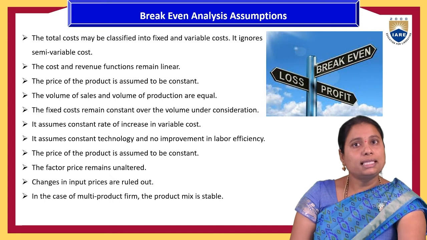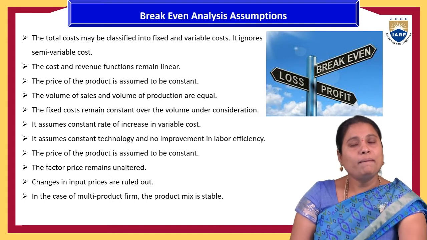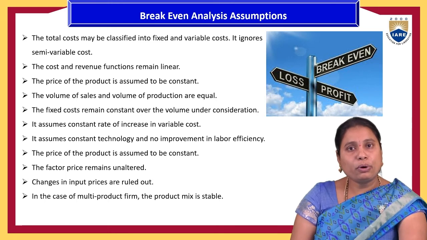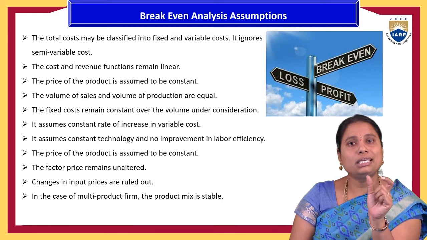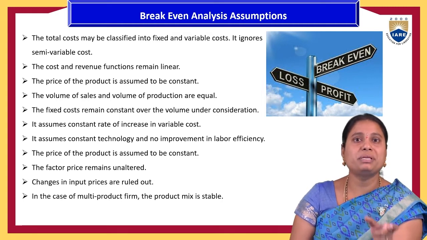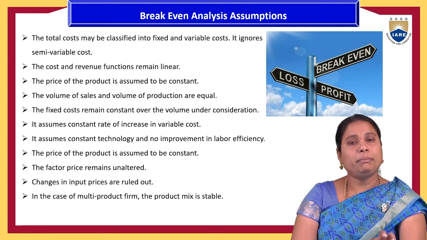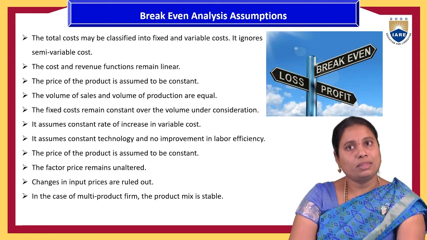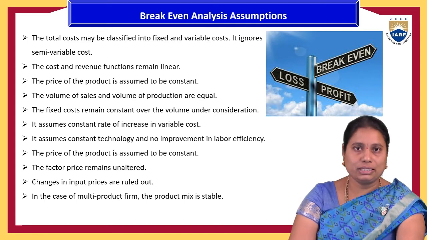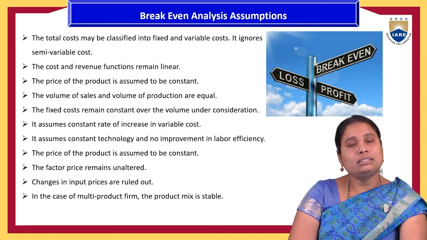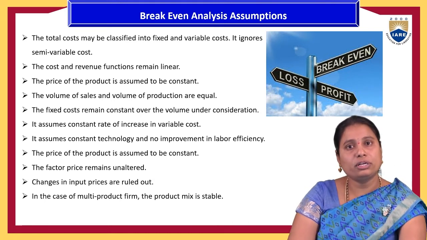As well as, the cost and revenue functions remain linear, which means the expenditure incurred on the product and the revenue earned on the product should be for a single production at a single stage or time period in the particular market. And the price of the product is assumed to be constant, because they have fixed a certain level of price and the number of products they have to sell for the break-even analysis.